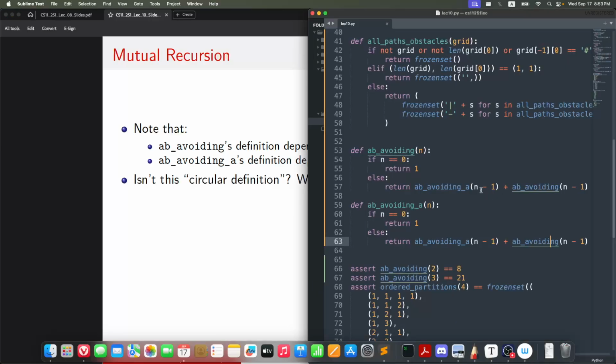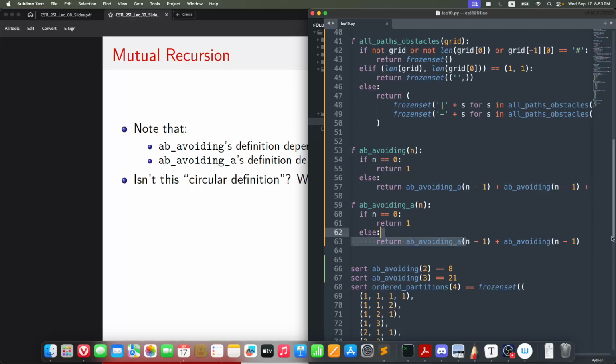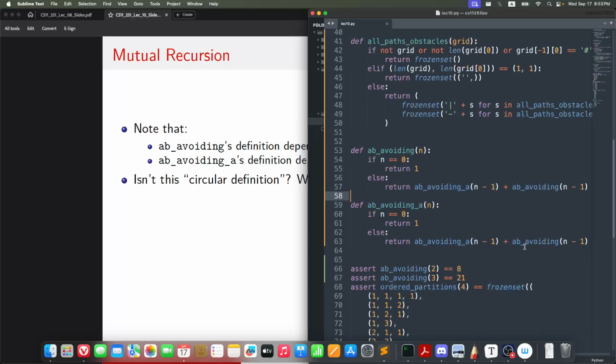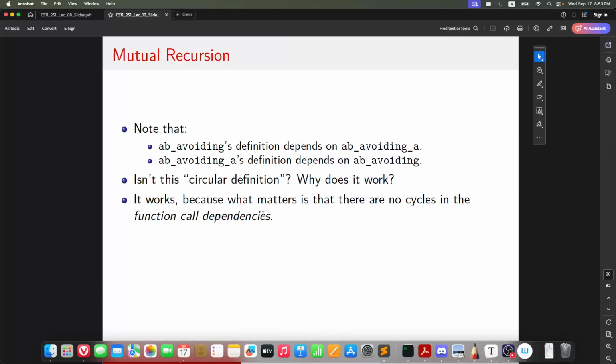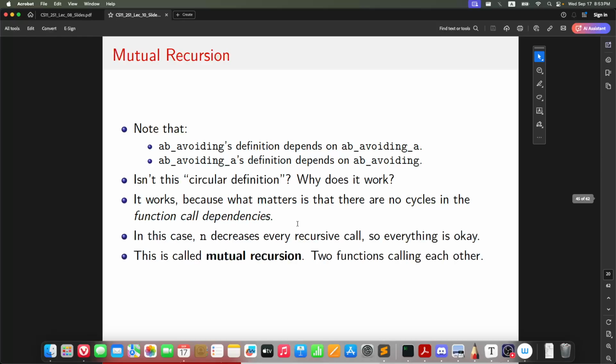Well, it still works because n decreases for each function call. So eventually we'll reach the base cases of either of the two functions. Okay, there are no cycles in function call dependencies.